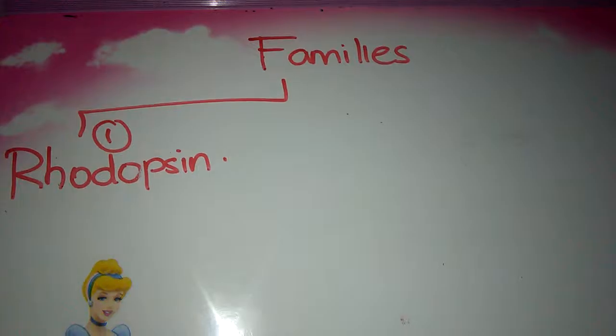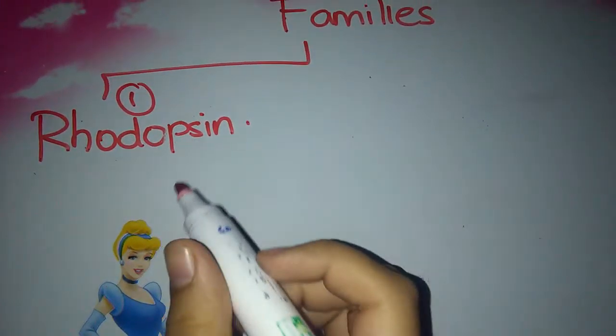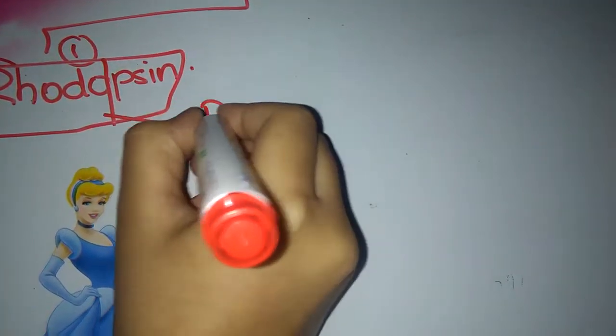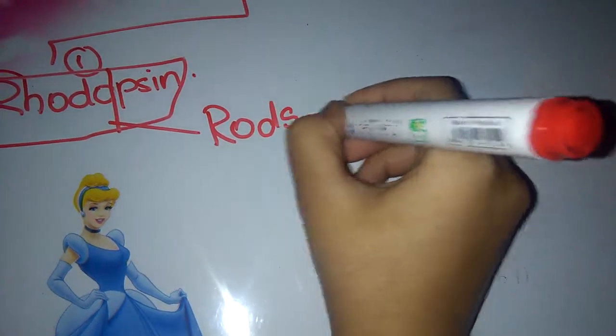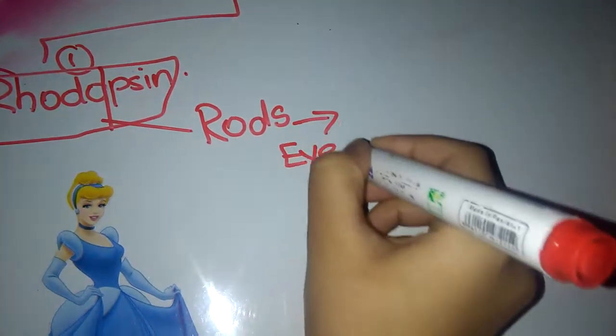As I told you already, there are more than 5 families, but here we'll only discuss 5 of them. The first family is rhodopsin. You can tell from the word rhodo. It comes from the word rods, and when we think about rods, the first thing that comes to mind is something related to the eye. Rods are present in the eye.